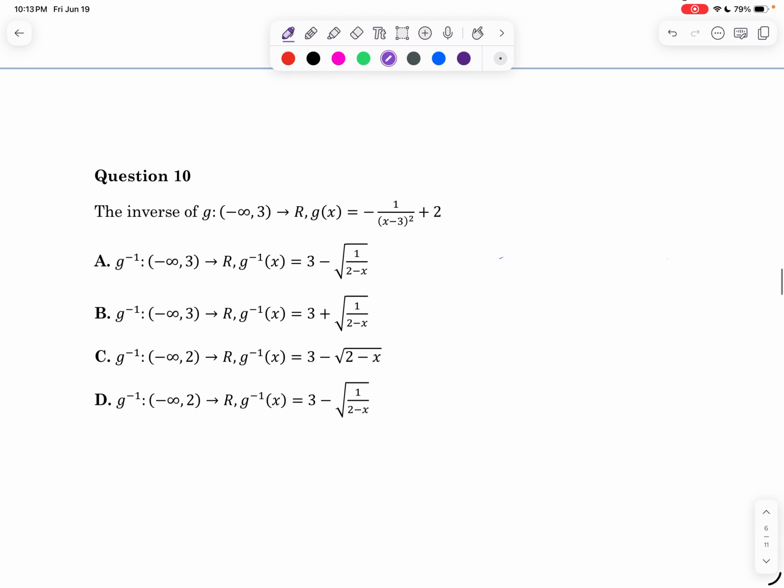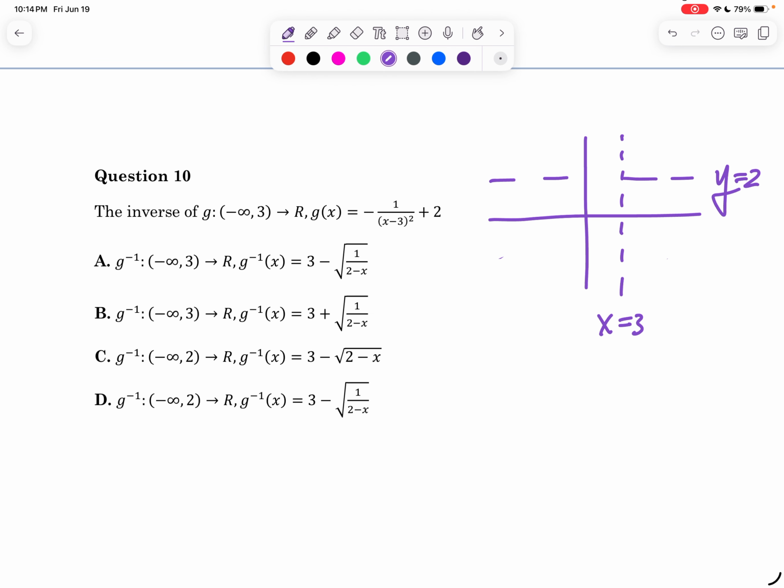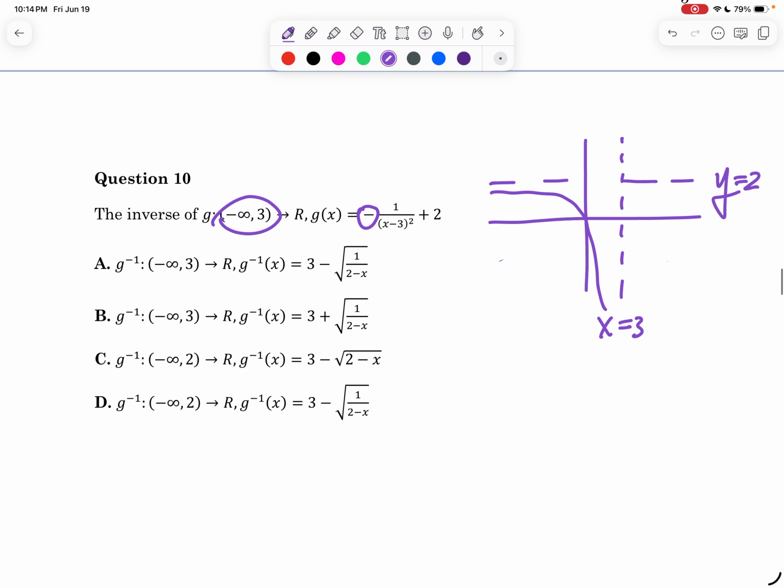Okay, the inverse of this graph. So if we were to just do a quick sketch, vertical asymptote at x equals 3, horizontal asymptote at y equals 2. We know it's negative, so it's going to be like that, but it's only the left-hand side of the graph. So we know the range of this is negative infinity to 2. So it's going to be one of these two answers.